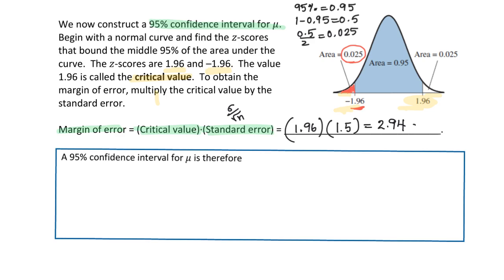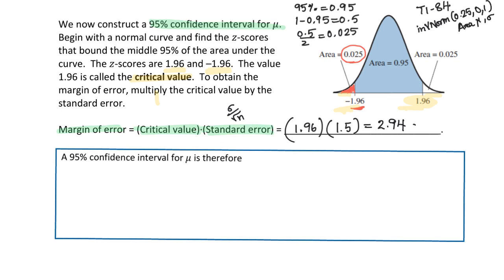You can find the critical value using the calculator also. So if you are using a TI-84 calculator, you can enter inverse norm 0.25, and mu is 0 and sigma 1. And this is the area.